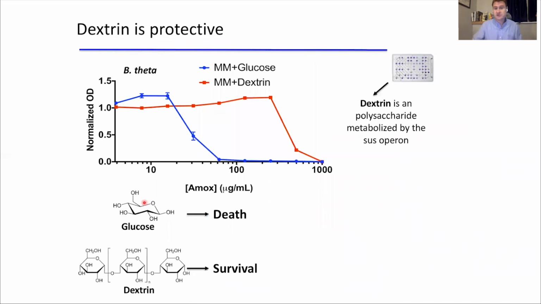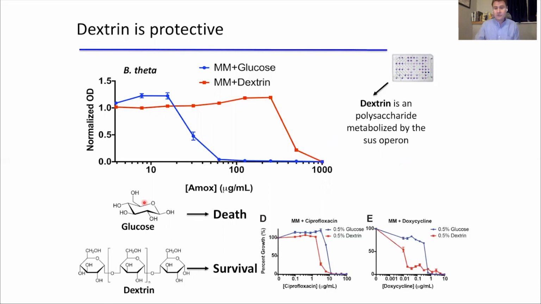Essentially, we took mineral media and grew B theta in that mineral media, either with glucose or with dextrin, a polysaccharide, as the sole carbon source. We found that if the bacteria is utilizing glucose, it's much more susceptible to amoxicillin than if it is utilizing dextrin. In many ways, glucose is associated with death, but fermentative utilization of dextrin seems to be associated with survival. We tried the same thing with the other two antibiotics, and we didn't find the same pattern. So this is only true for amoxicillin.